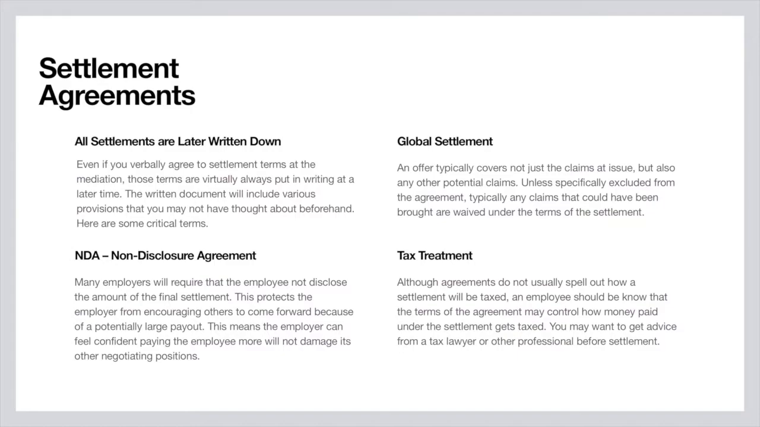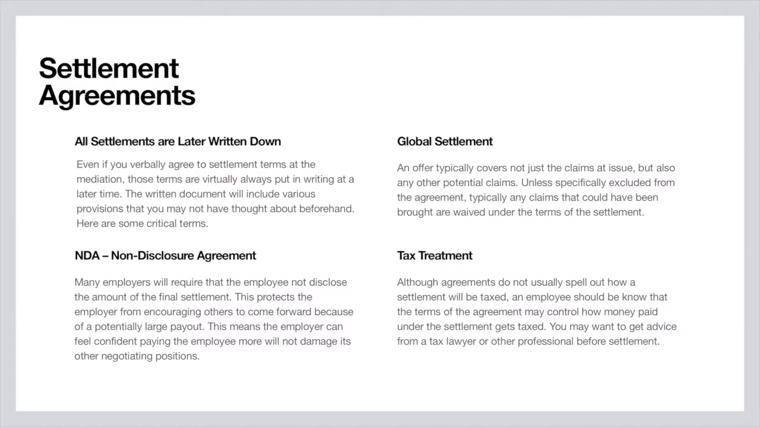An NDA, or a non-disclosure agreement, is a fairly typical term to be included in a settlement agreement. Usually this means that the employee cannot talk about the amount of money that he is being given under the terms of the settlement agreement. Settlements are typically global, meaning that they are not piecemeal. An employer is going to want to settle all of the claims at once.